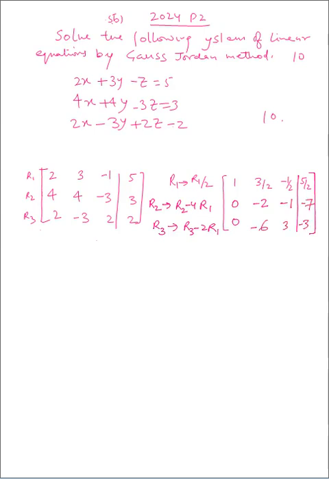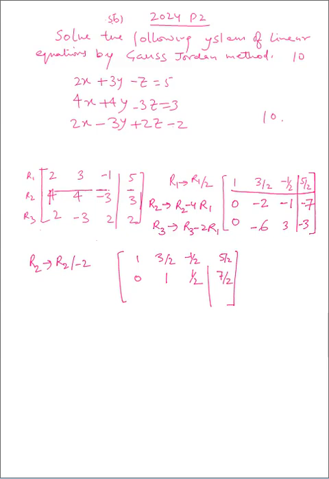R2 minus 4R1. So R2 is this row and now R1 is this one, and with the help of this R1, R2 has been calculated and R3. So we get these elements. Now we apply on R2, we divide it by minus 2 and we get the first row will be same. In second row we are dividing it by minus 2, so it becomes 1/2 and 7/2. Third row is as it is.